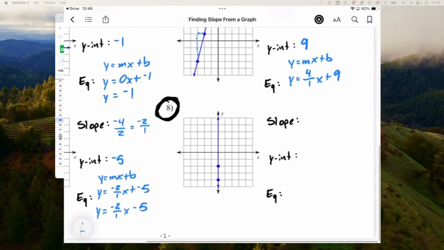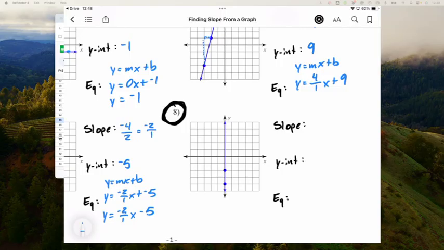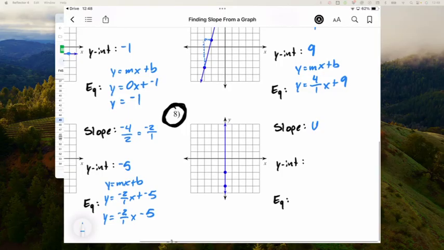Number 8, we have a vertical line that actually is the y-axis, and so this slope is undefined. The y-intercept is everywhere. This problem is extremely weird. And so the equation for this would be, let's look at y equals mx plus b. We would have y equals an undefined slope. This is a strange one. I'm going to have to think about this for just a moment.